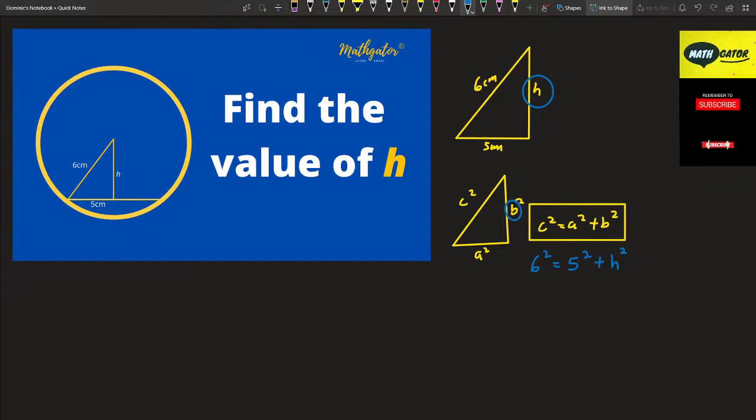So at some point, we would have to get rid of the square. Okay. So to solve this, this will be 6 squared minus 5 squared equals what? H squared. Okay. So this will be 36 minus what? 25. What will be the answer quickly? 36 minus 25.